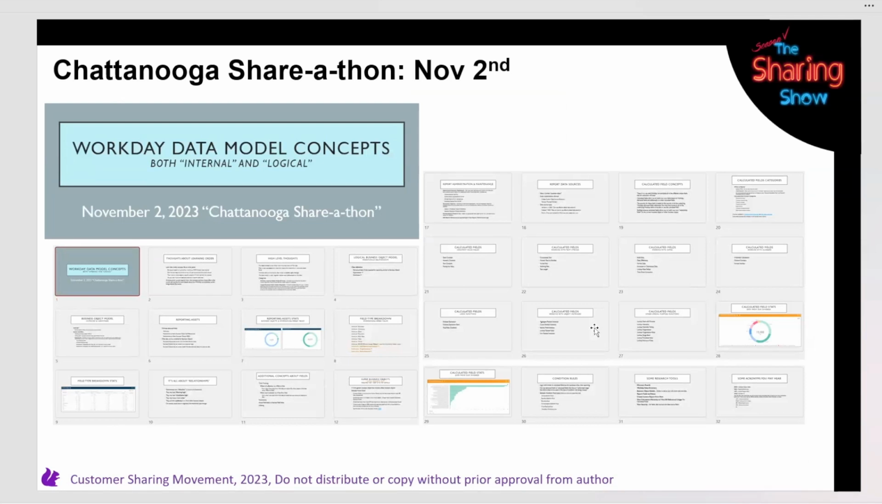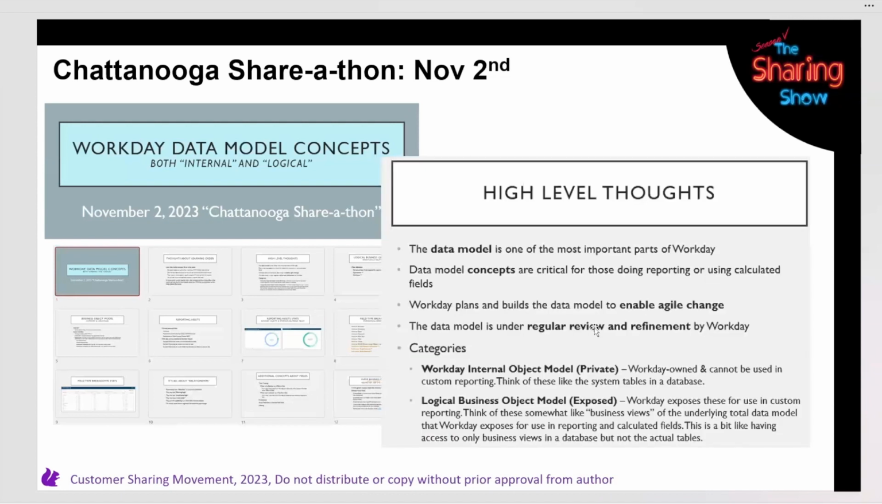In Chattanooga on Thursday, November 2nd, the day before the Southeast RUG, which is at McKee, Floyd from Tennessee is going to join myself. We're working on slides to help people understand something that probably comes before report writing and before calc fields: the Workday Data Model. So this slide is showing we've got several slides. Floyd, I decided to highlight just one, some high level concepts.